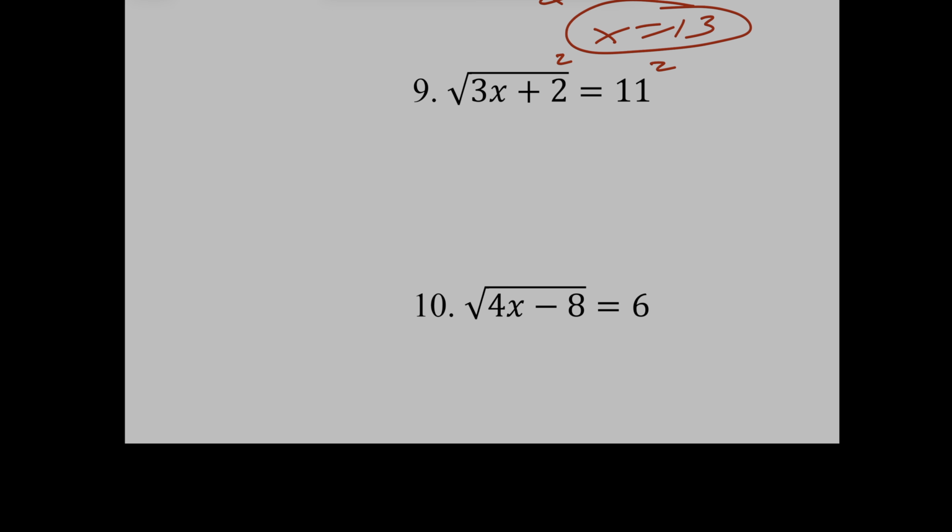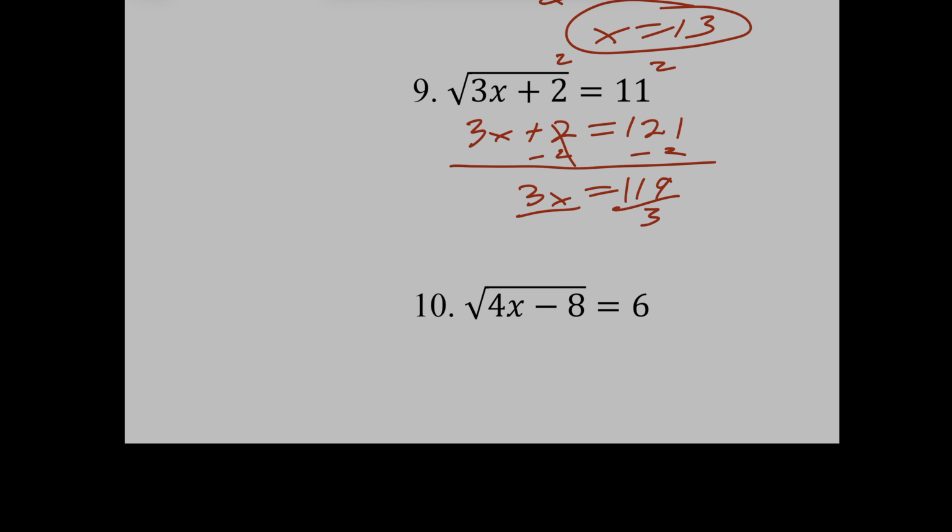So I'm going to square both sides, and I'm going to get 3x plus 2 equals 121. Now I'm going to subtract 2 from both sides. I'm going to get 3x equals 119. And now I'm going to divide by... that's not going to... what did I do wrong? Maybe I did nothing wrong. 119 is not divisible by 3. So that would be my answer.